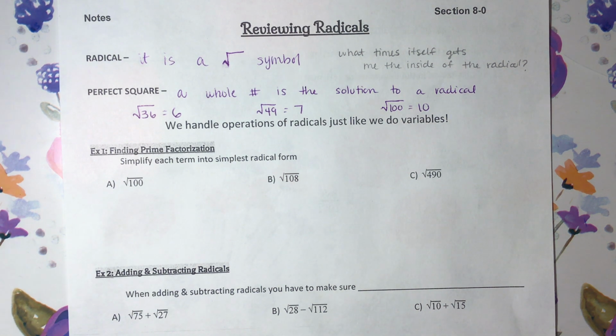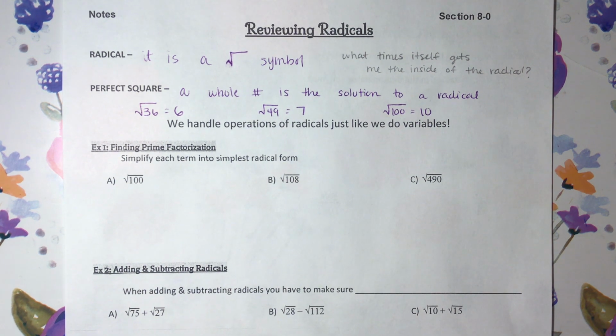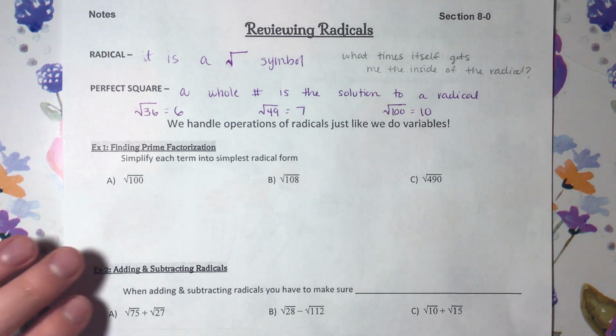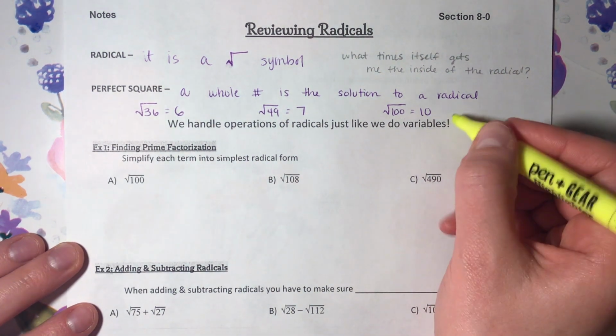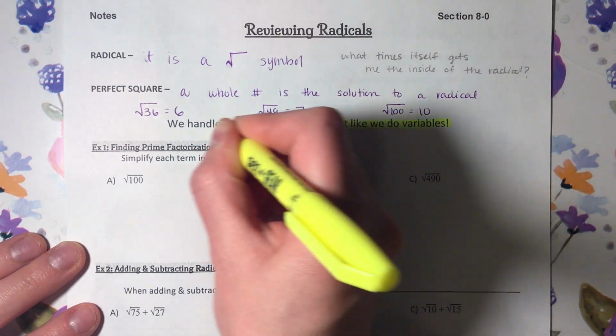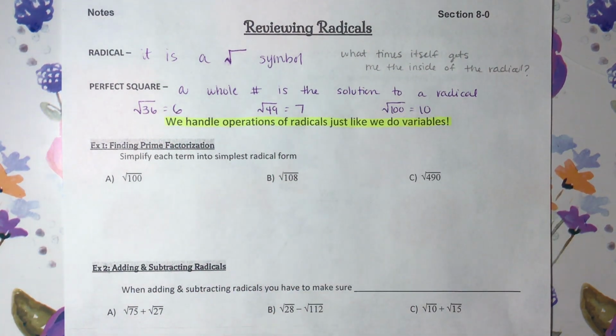So I'm going to talk to you today about how to simplify these and just in general how to work with radicals. So first of all, I have this little statement here that I'd like for you to be mindful of. How do you handle radicals? In general, we handle operations of radicals like variables. So if variables do not match, then we cannot add them. That works the same with radicals. If radicals do not match, then we cannot add them. We are allowed to multiply anything we want together when it comes to variables. Same way goes with radicals.